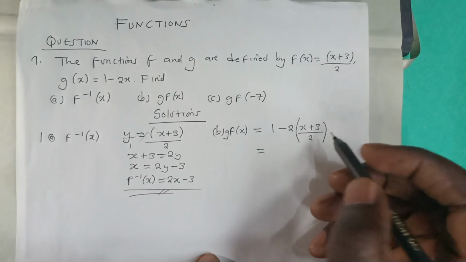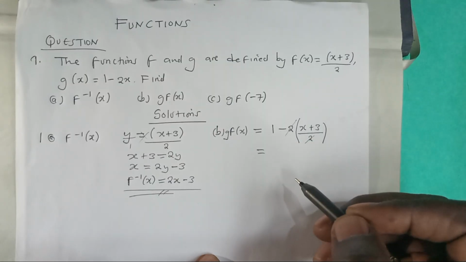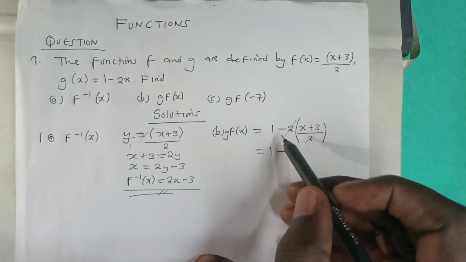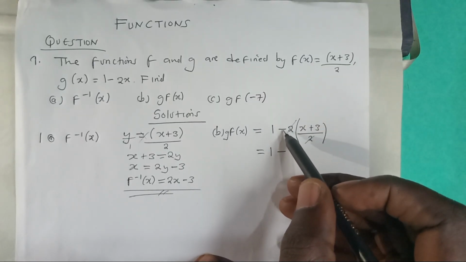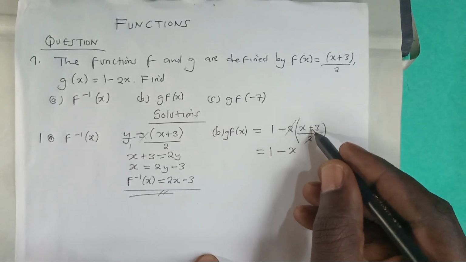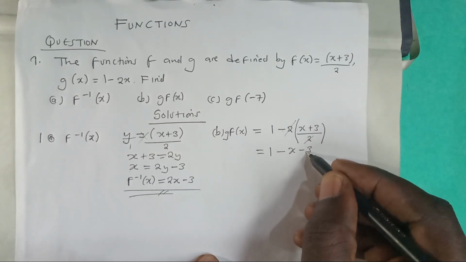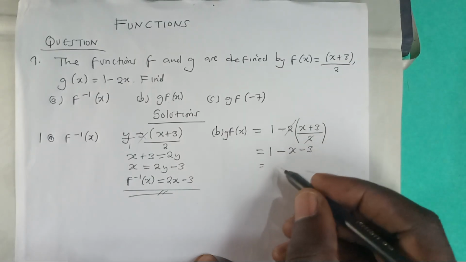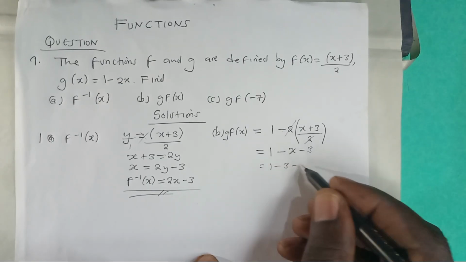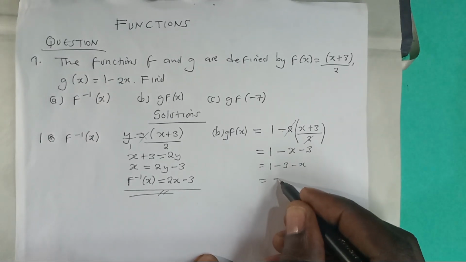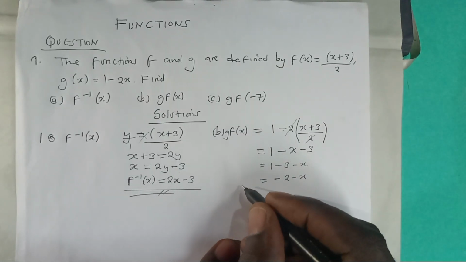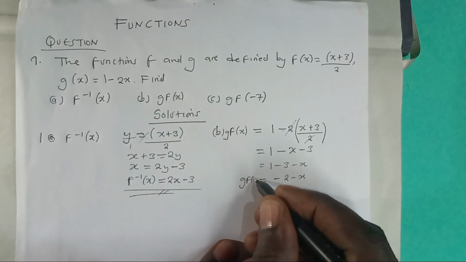This 2 and that 2 can divide. We are going to have 1 minus whatever remains, we are going to multiply by this negative. So negative times x, we have negative x, then negative times positive 3, we have negative 3, of which we can simplify to 1 minus 3, minus x. So this is going to give us negative 2, negative x. So in short, this is the solution to gf of x.